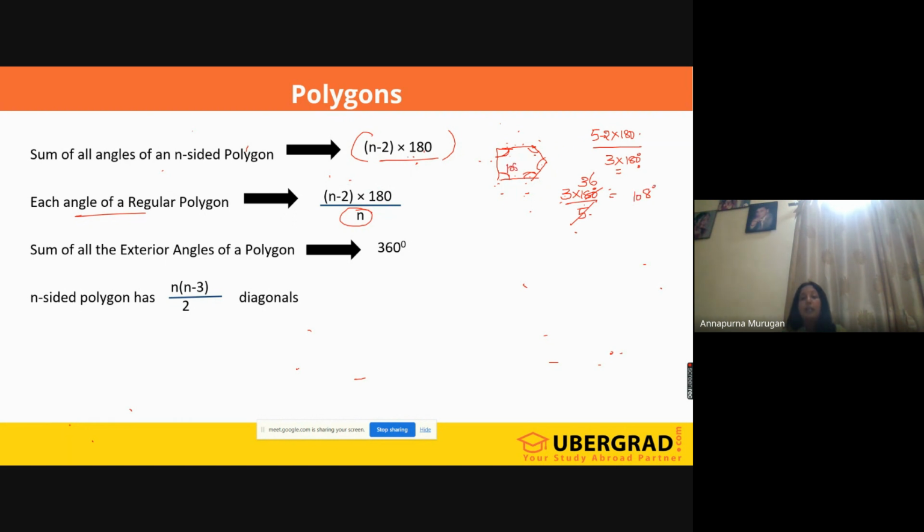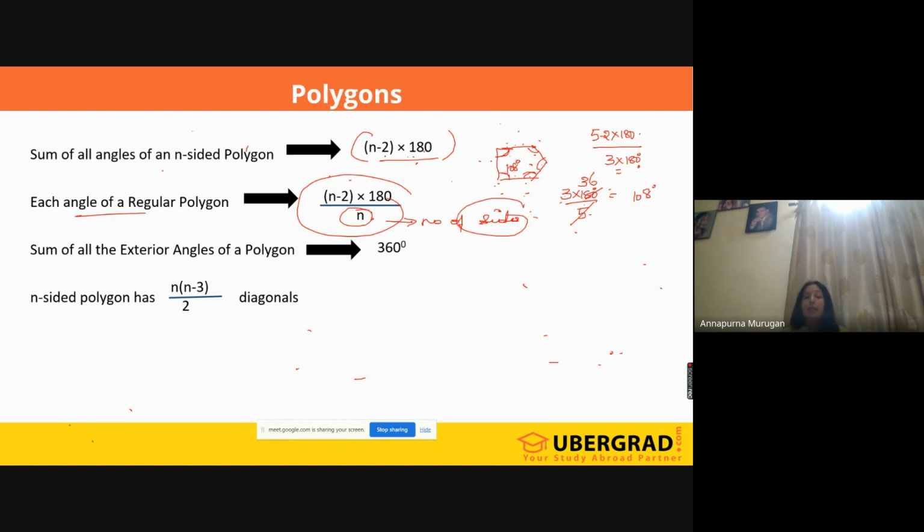Each of these angles will be what? Obtuse angle, which is nothing but 180 degrees. So remember this formula: (n minus 2) into 180 degrees by n, where n is the number of sides.